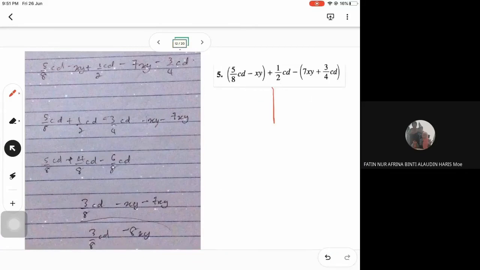Okay, teruskan Fatin. Okay, so first I remove the brackets, and since the brackets is the brackets times 1, before it is the tolak symbol. So when tolak meets tolak, when tolak meets tambah, I change it to tolak. Okay, minus lah dia. Minus. And then group, I arrange them with their like term, CD and CD, XY and XY, and then we have to samakan the pembawa.